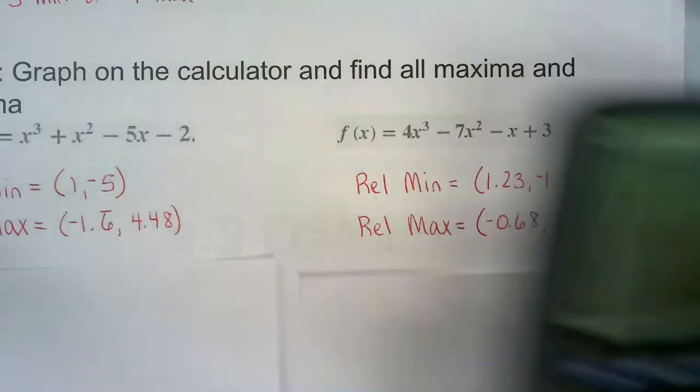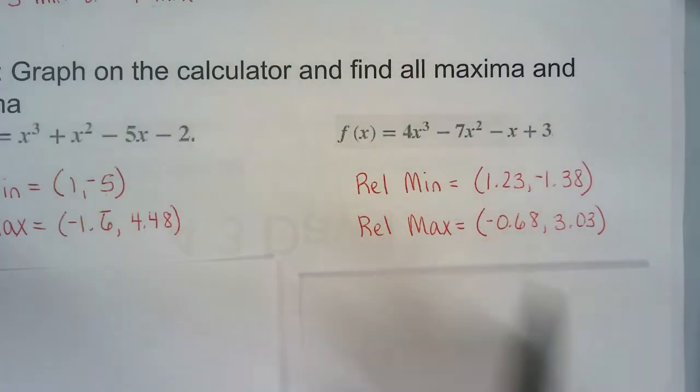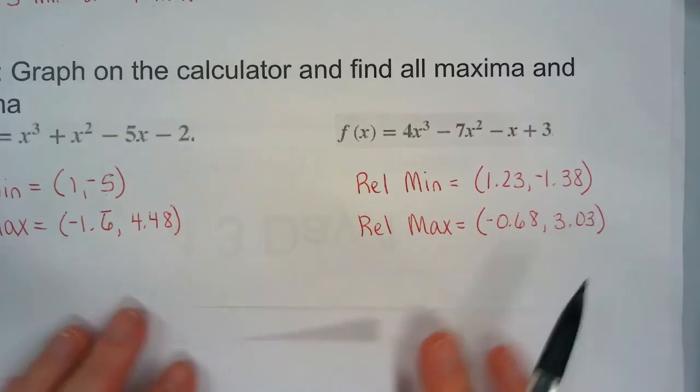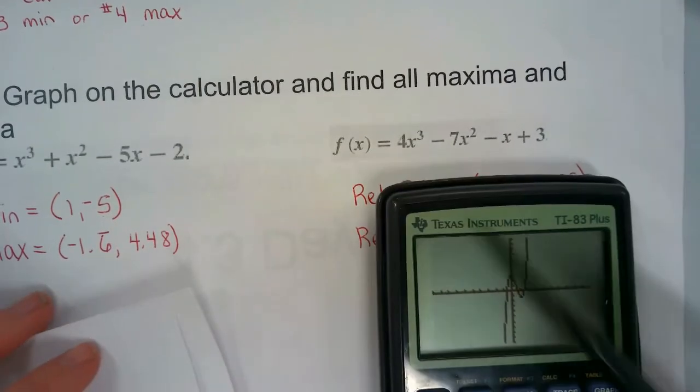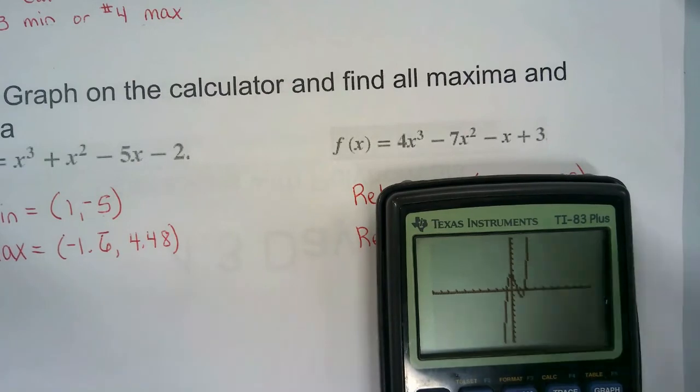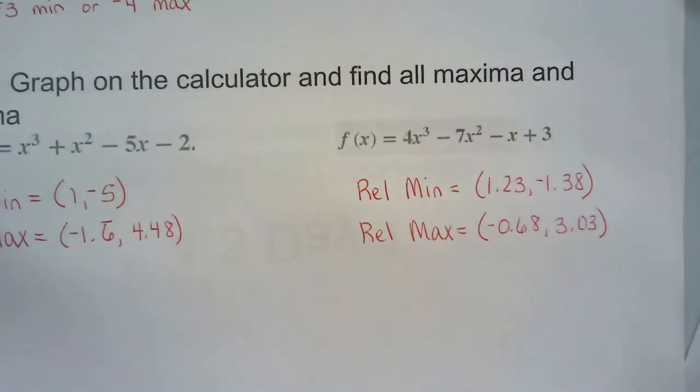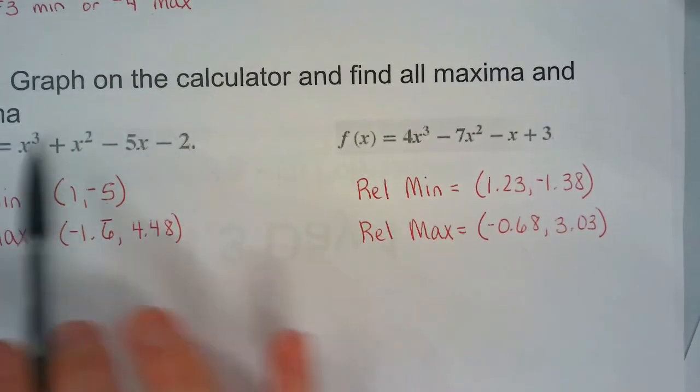So 2 targets for this: making sure you can find the relative maximum and minimum using a graphing calculator, and then also realizing those are your turning points, right? That's where your graph is starting to turn in terms of increasing and decreasing, so we can find how many of those are based off of our equations.